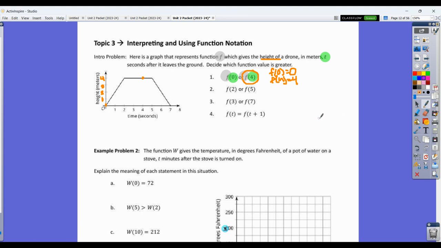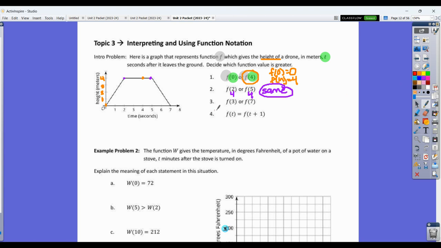So if we continue along with that idea, f of 2 would be the height of the drone at 2 seconds. So the height of the drone at 2 seconds is at 4. And f of 5 would be the height of the drone at 5 seconds, which is also at 4. So which one of those is greater? I'm just going to write that they are the same because that's exactly what they are. Okay, so those would be equal to each other.